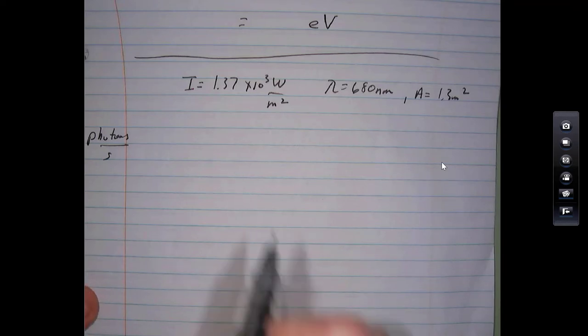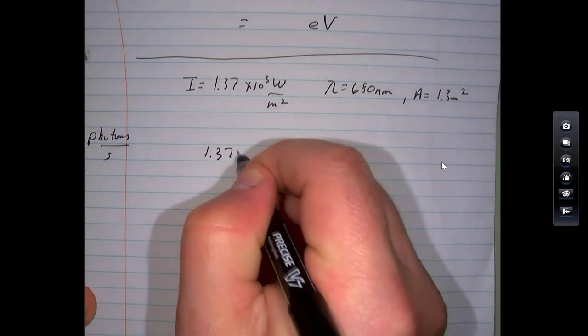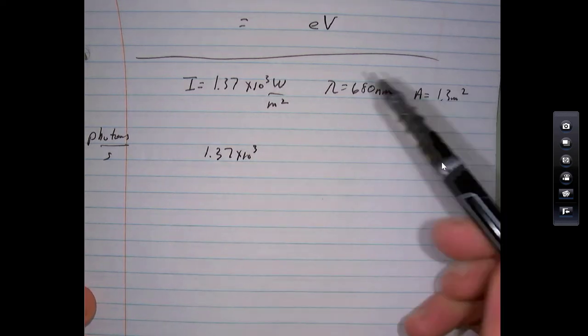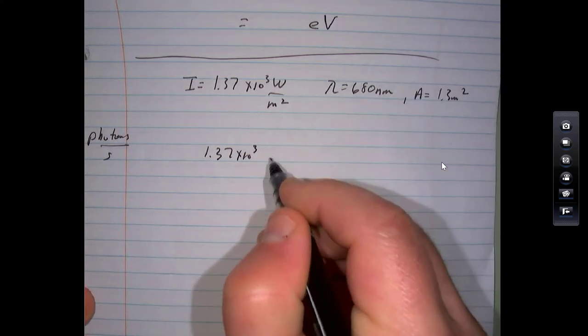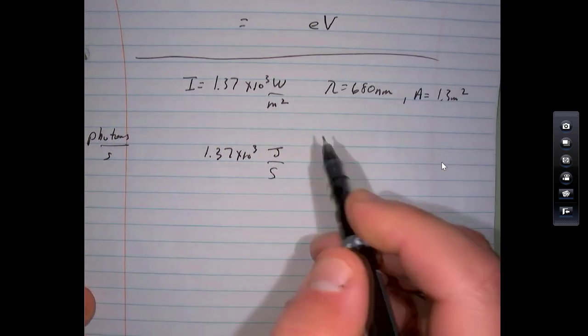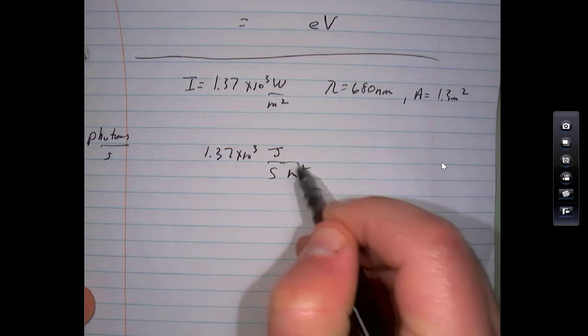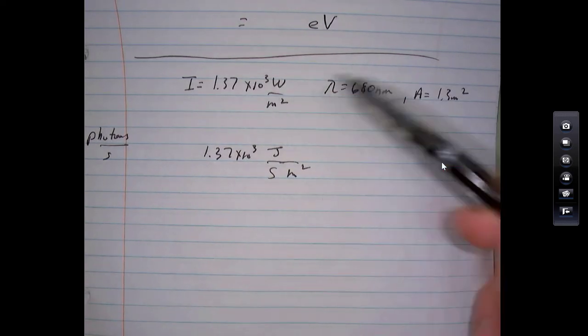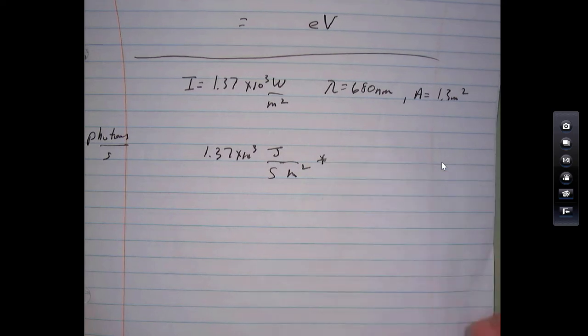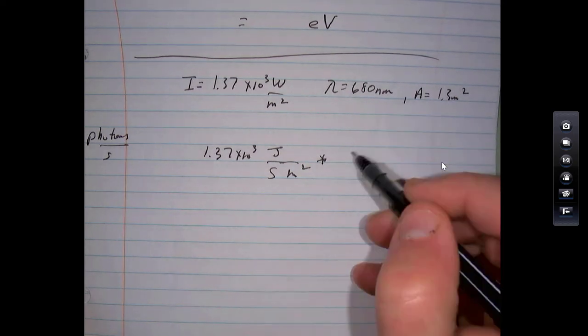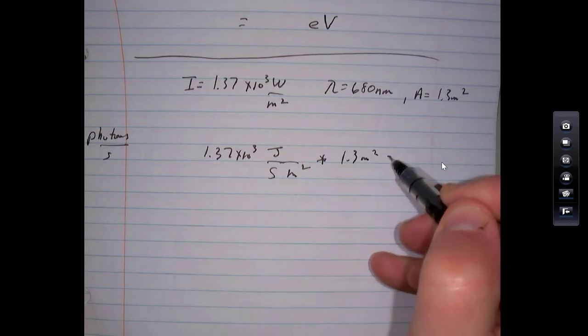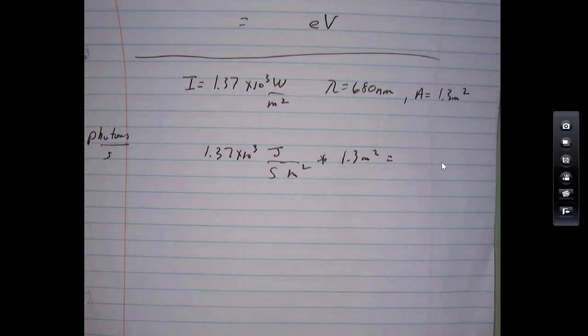Okay, so given this intensity, 1.37 times 10 to the third, and remember what a watt is. It's a joule per second. And then I still have square meters, so watts, joules per second, square meters. So if you multiply it by the area, this 1.3 square meters, this will tell you how much energy per second you have. So let me actually do that.